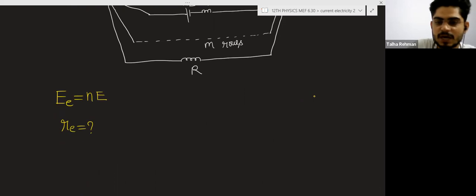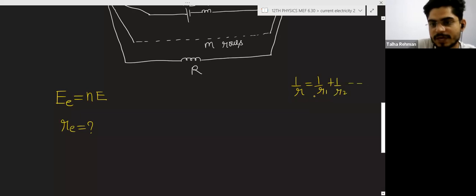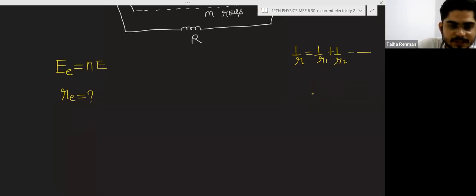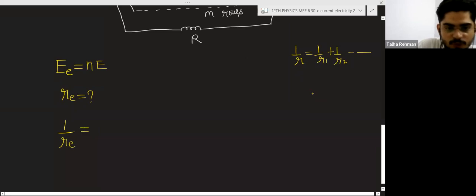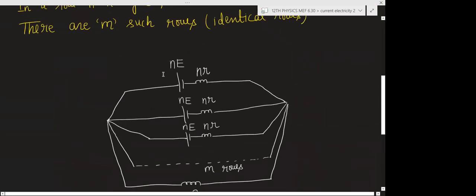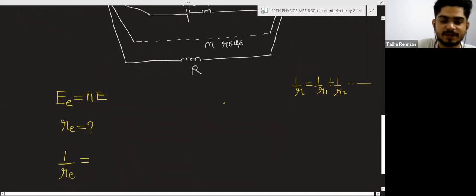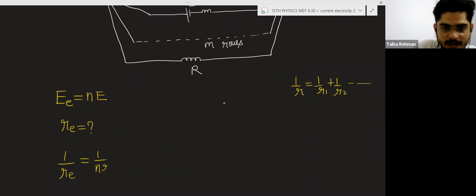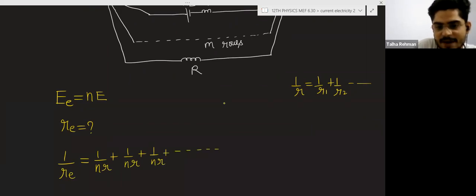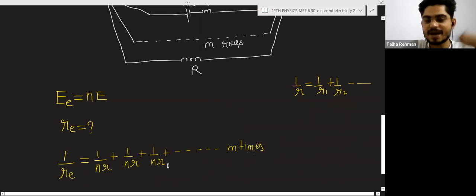Now, in a parallel combination, how do we calculate the resistance? 1 upon R is equal to 1 upon R1 plus 1 upon R2, like this. So if we want to calculate this R equivalent, we will add 1 by nr plus 1 by nr plus 1 by nr, and how many times will we add this? m times.